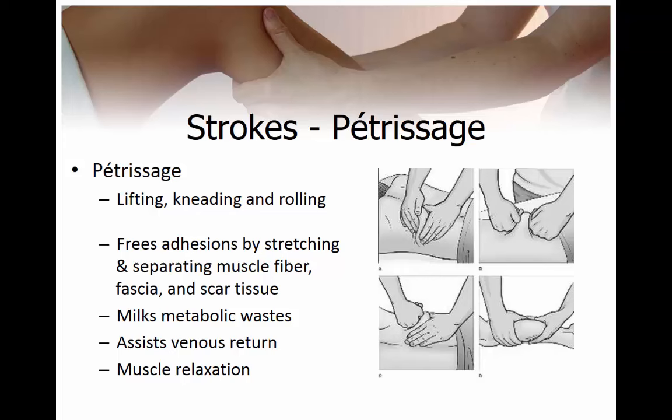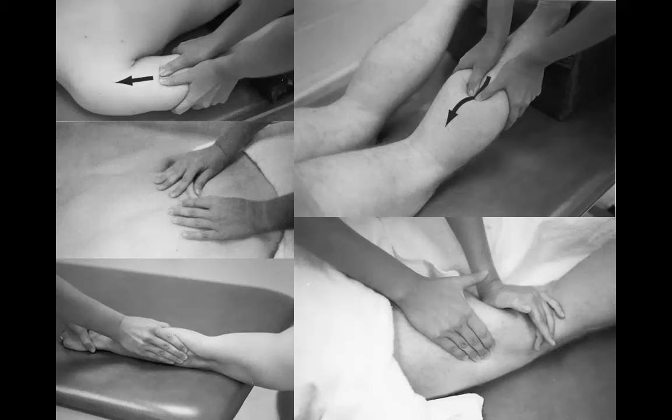Pétrissage frees adhesions by stretching and separating muscle fibers, fascia, and scar tissue. This technique milks metabolic waste products, assists in the venous return, and can lead to muscular relaxation. Here are some examples of pétrissage. Please also watch the YouTube videos on Blackboard for more insight on this stroke.